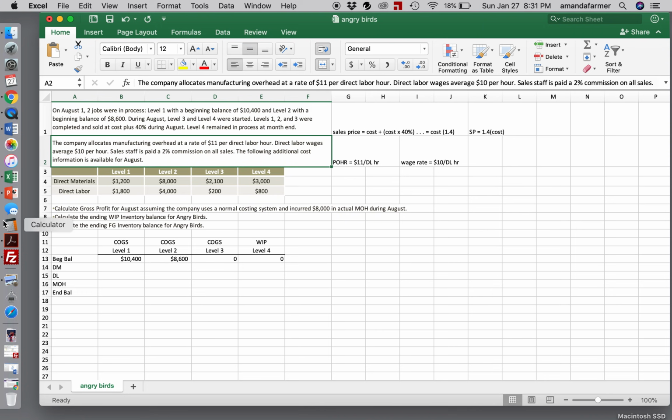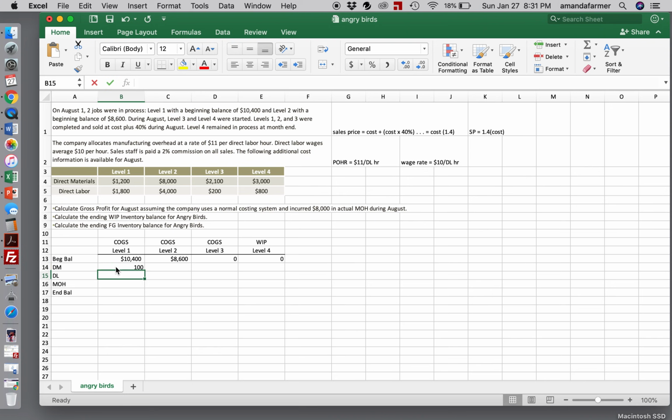And then we're given some information for August. So we're given DM and DL. I'm just going to go up and grab the amount. So 1,200, and then we're going to go up and grab 1,800, and then I'm just going to copy that across and let it grab those other four levels. So you'll see, again, DM all the way across, DL all the way across, done and done.